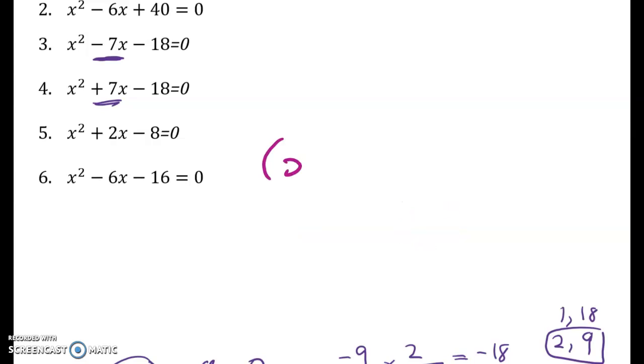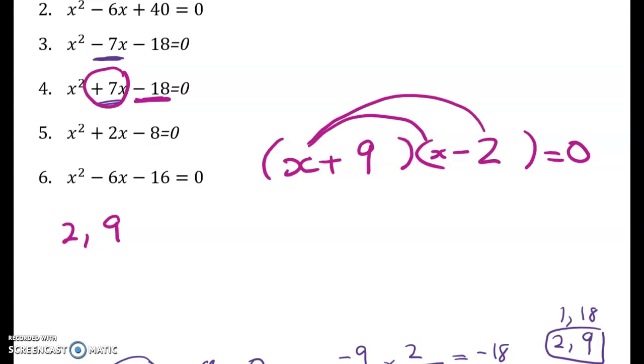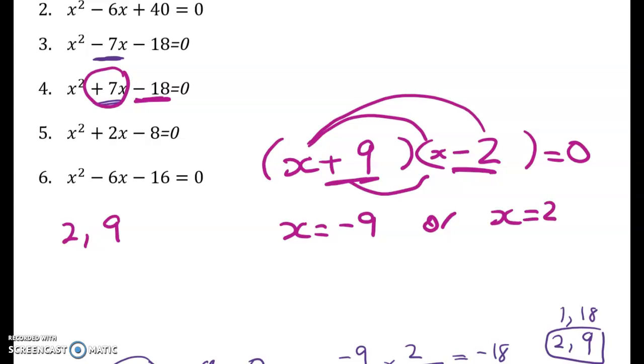Again, the pattern that we've got is a plus and a minus pattern, so we can have x plus and x minus. The two numbers are still going to be 2 and 9, but this time we want to put the plus with the 9 and the minus with the 2, right? Because then I get x squared minus 2x plus 9x minus 18. But we haven't finished, we have to solve. So we get x is equal to negative 9 or x is equal to 2. Right, on to question 5.